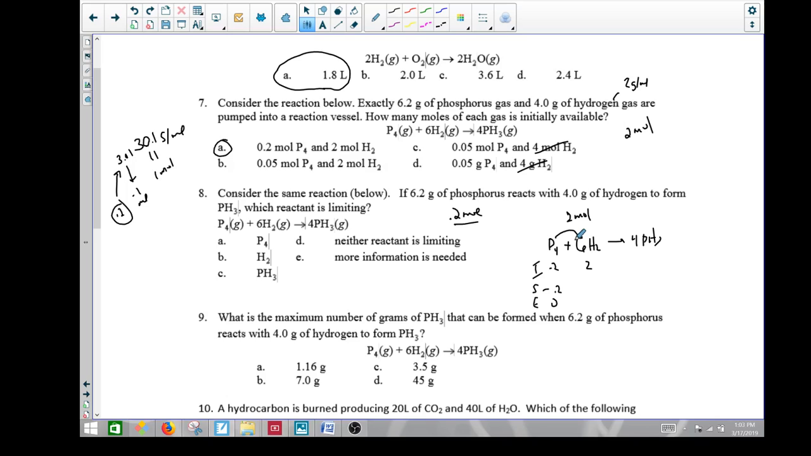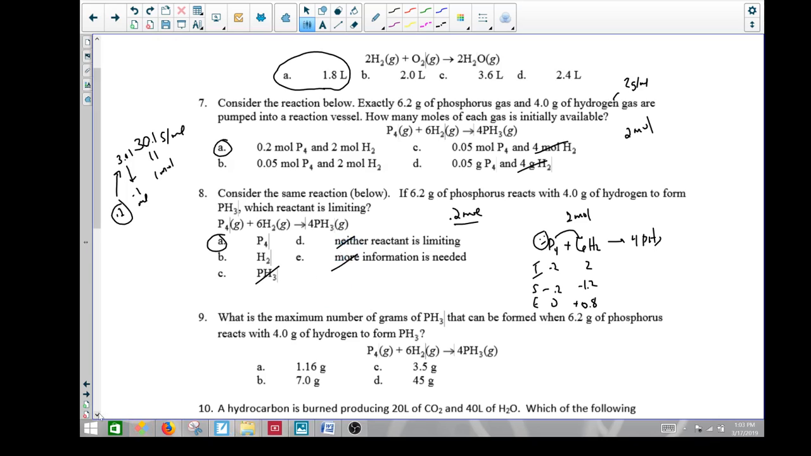0.2 times 6 equals 1.2. And minus 1.2, which means if I consume all this, I still have 0.8 in excess. Bingo, this is my limiting reactant, and it's going to be the phosphorus. Obviously, this is not a limiting reactant. All right. Next, number 9.